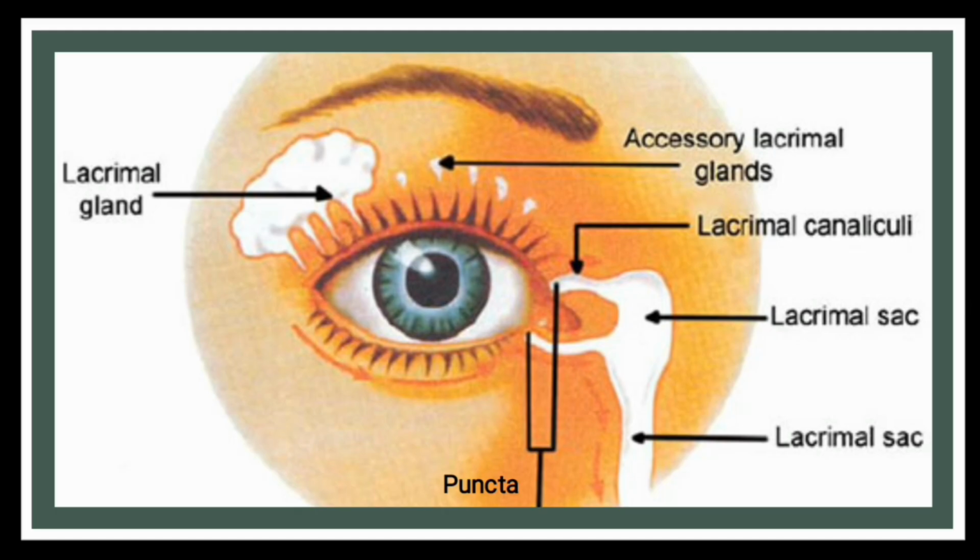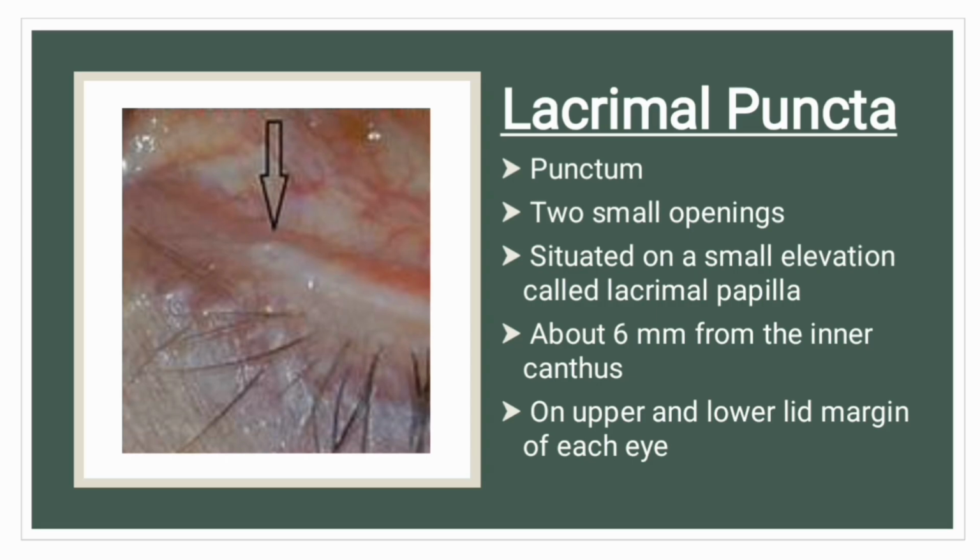So here again, this is the secretory system, and these nasal structures are all the drainage system, right? So we are going to discuss the drainage system now. First of all, we have the lacrimal puncta, which you can see with the naked eye. If you avert the border of your lower eyelid, you can just see a dot on the surface of the lid margin.